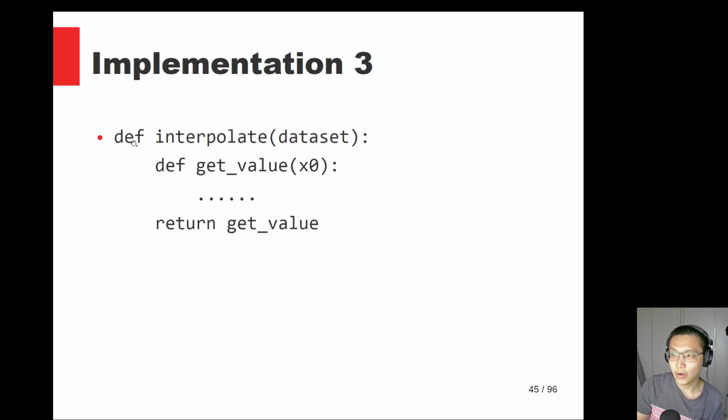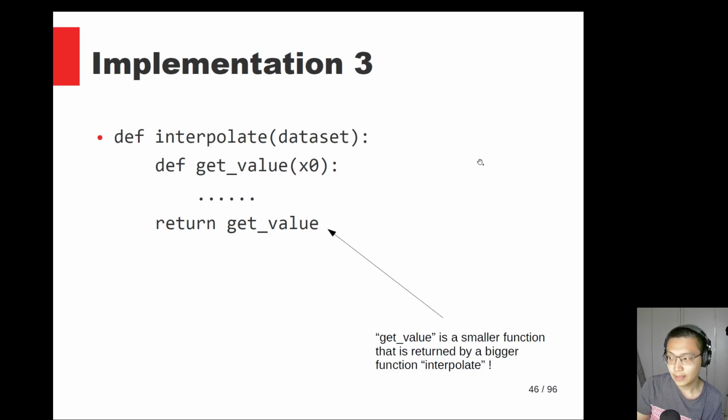So I define an interpolate function that takes in the data set, and it immediately returns a get value function, which I need to create in the middle. What's the benefit of this style of programming compared to the more object-oriented style? It's that the get value function is a smaller function that is returned by a bigger function, interpolate.